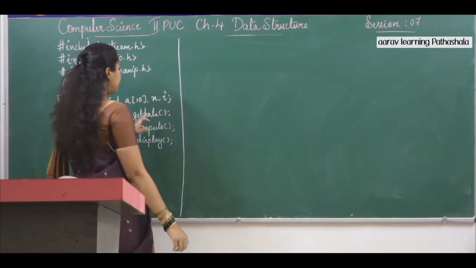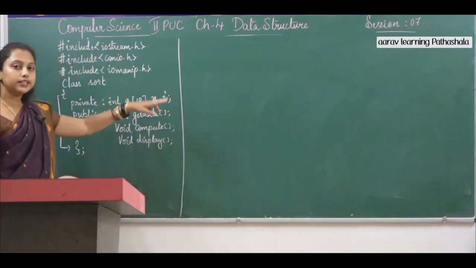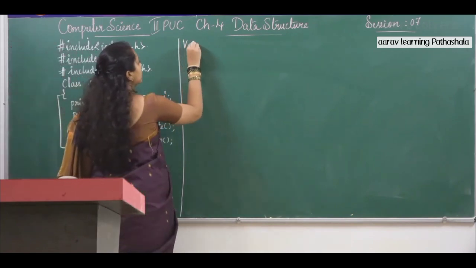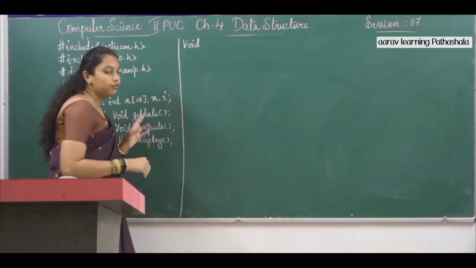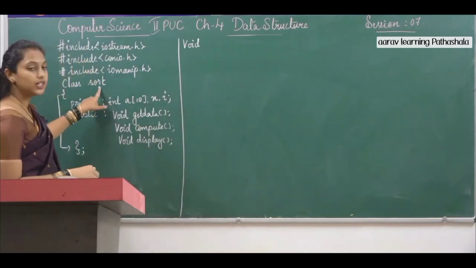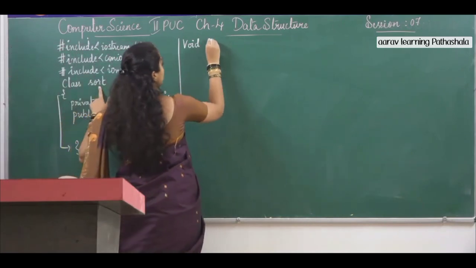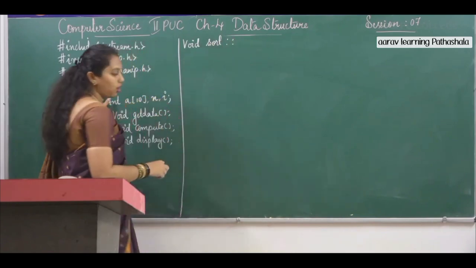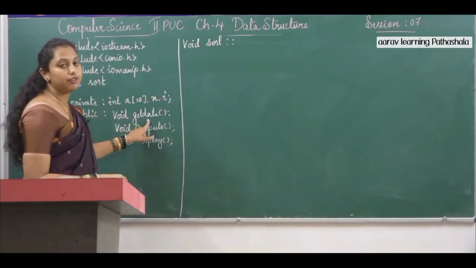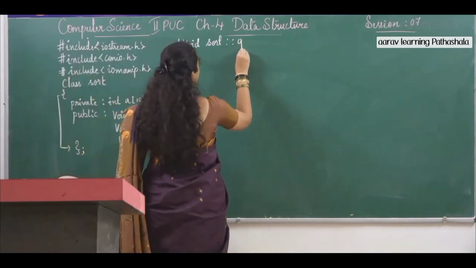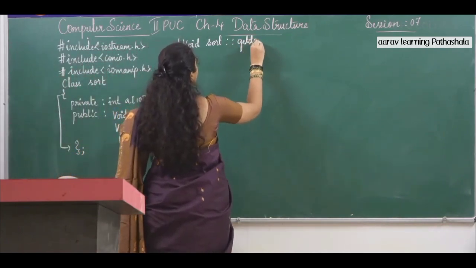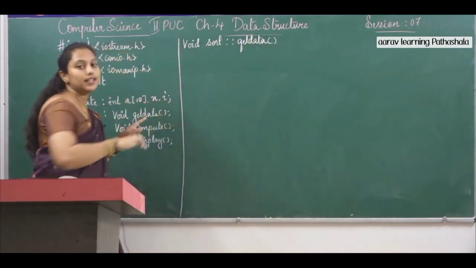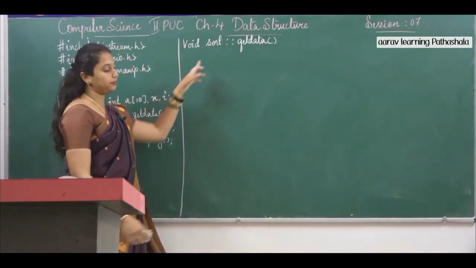Next, I am defining this function outside the class. So what we have to do? First we have to write the return type followed by the class name. What is the class name? The class name is sort, followed by the scope resolution operator, then the function name. What is the function name? The function name is getdata. So this function is referring to this class called sort.